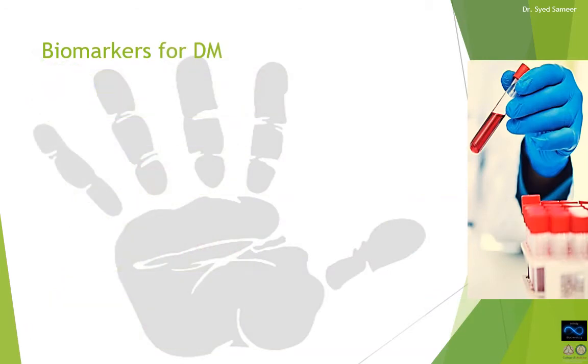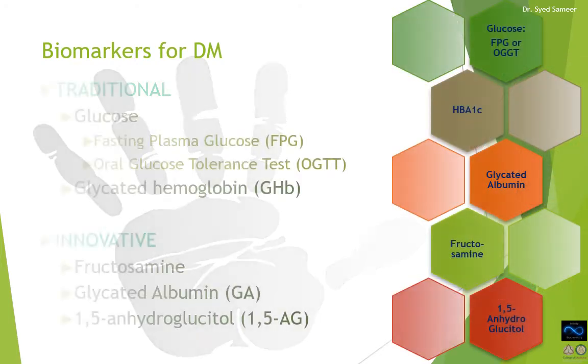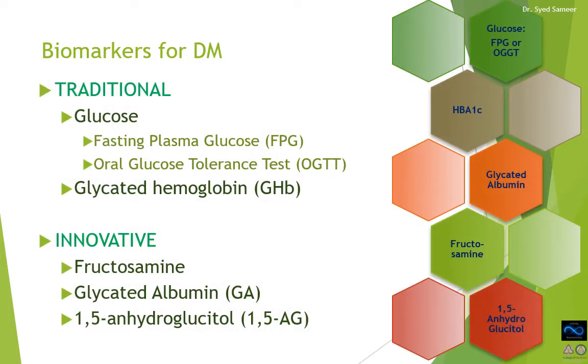For diabetes mellitus, there are different kinds of biomarkers. These five biomarkers for diabetes mellitus are enlisted here. Two of them, which are traditional, are glucose and glycated hemoglobin, which are most frequently used for the diagnosis of diabetes mellitus. And the new innovative ones are fructosamine, glycated albumin, and 1,5-anhydroglucitol.